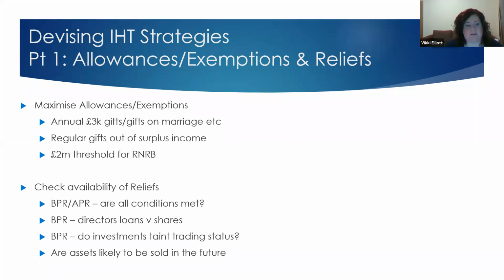It's also a good idea to check availability of reliefs. So the main ones here really are agricultural property relief and business property relief. But if there are any assets that you expect to qualify for those, it's always a good idea just to check that the conditions are in fact met. Sometimes you find that actually there might be a weakness in there.